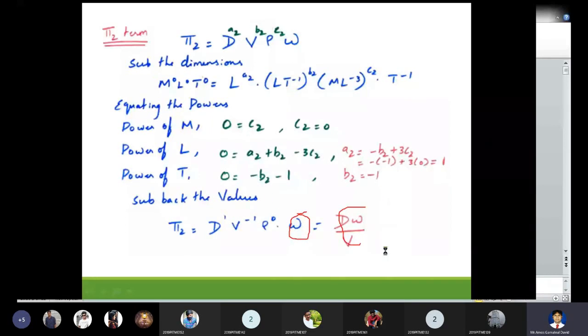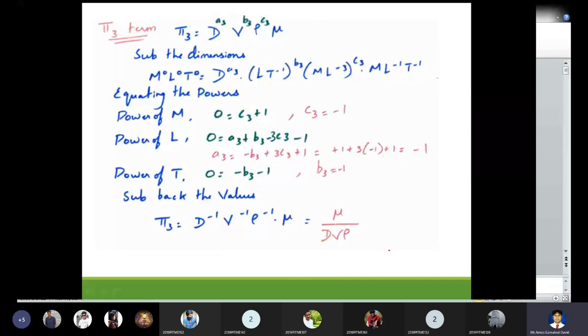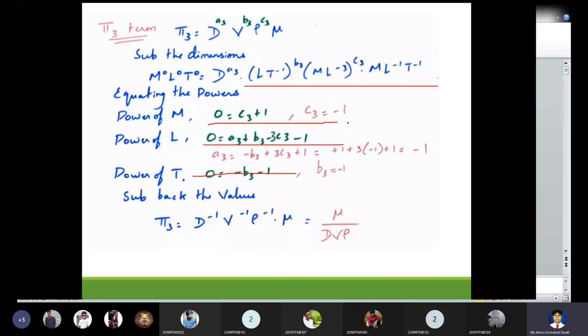Similarly, we're going to solve pi 3. You can just have a look at pi 3, how I have solved it. Same steps, everything is same. Power of m, power of l, power of t, and I'm getting m value as minus 1, b3 value as minus 1, a3 value as minus 1. All are minus 1. I'm substituting back the powers, then forming the equation. The pi 3 term I have got is mu by d v rho.